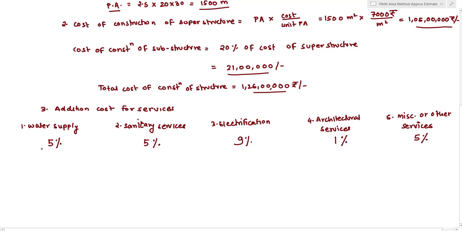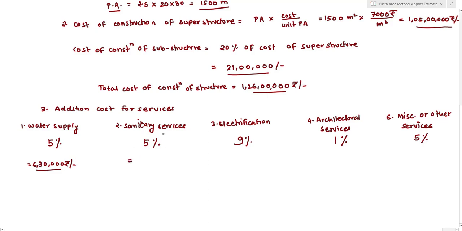Okay, so this 5% of 1 crore 26 lakh rupees will work out to be, let's say, 6 lakh 30,000 rupees. So this much amount we should keep in a reserve for provision of this water supply system, which will involve the provision of pipeline and everything. So for this we will have to keep 6 lakh 30,000 rupees in a reserve.